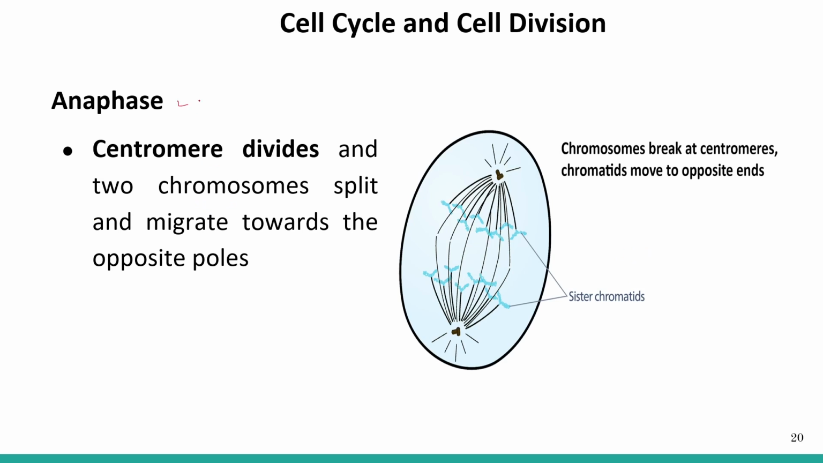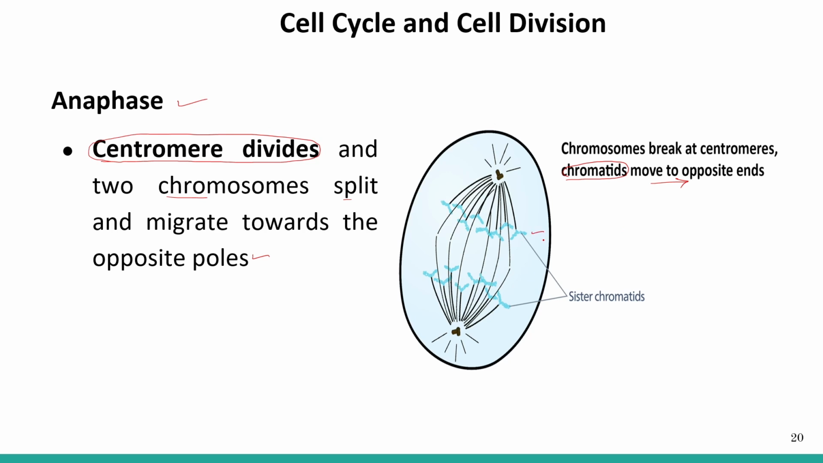Now let's talk about the anaphase. During anaphase, what happens? First, we have to remember this: in mitosis, the centromere divides. There is a division of the centromere and the two chromatids split and migrate towards the opposite poles. So what happens during the anaphase? There is a movement of the chromatids, and not chromosomes. The chromatids move to the opposite poles, and that is how the chromosome number is restored.